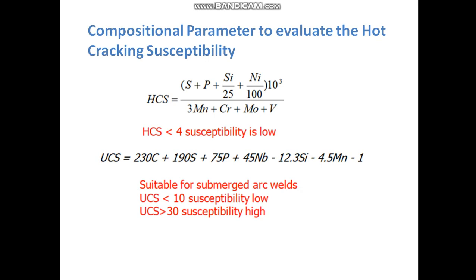And the second is UCS. This considers carbon, sulfur, phosphorus, niobium, silicon and manganese. You can literally see the coefficients, or multiplying factors, of carbon, sulfur, phosphorus and niobium particularly. They are very high values. UCS is a unit of crack sensitivity, and it is suitable for submerged arc welds. If the UCS value is less than 10, susceptibility is low. If UCS is greater than 30, susceptibility is high. So these are some compositional parameters to evaluate hot cracking susceptibility.